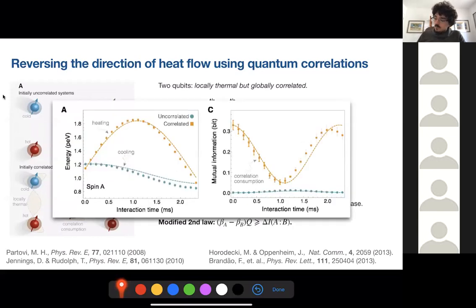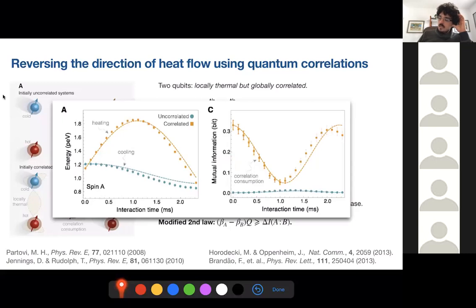Okay, and here are some of the plots. So this is the energy as a function of time. And what we have to look at is blue is uncorrelated. So this blue would be standard thermodynamics and yellow would be the correlated case. So this scenario is such that this goes down, meaning hot to cold. But if they are correlated, you get cold to hot. So it goes up. And here we plot the mutual information, which is a measure of global correlations.